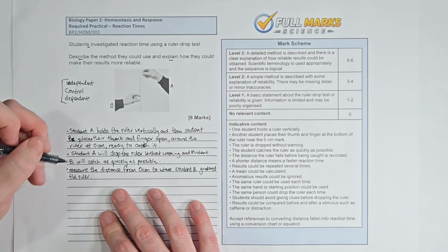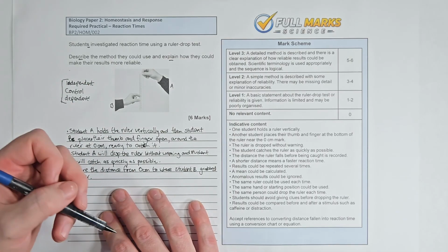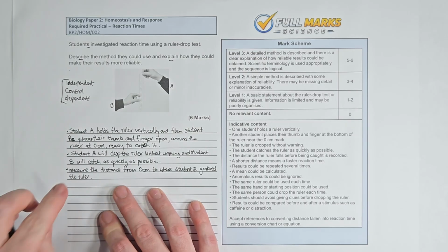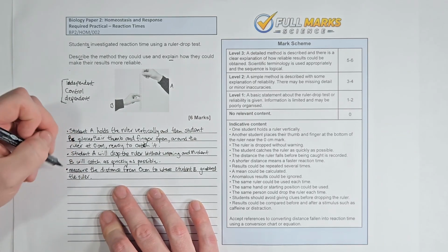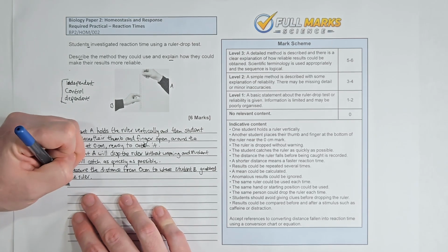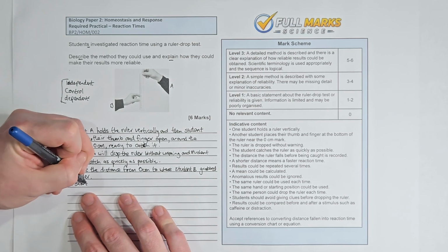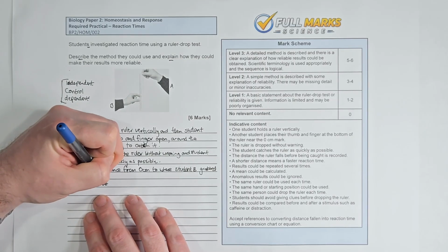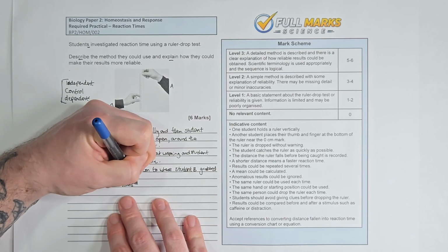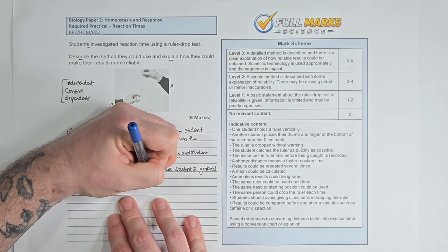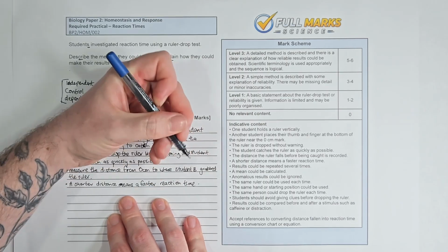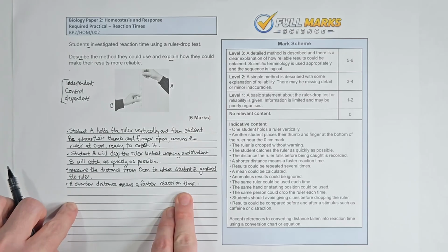So that is our measurement. So now we've got like a piece of data, maybe 5 centimeters. So now what we need to do is say what that actually means. What does that measurement mean? Because we need to sort of explain what's happening and describe what's happening. So we'll say what the measurement actually means. A shorter distance means a faster reaction time. There we go. So a shorter distance means a faster reaction time.